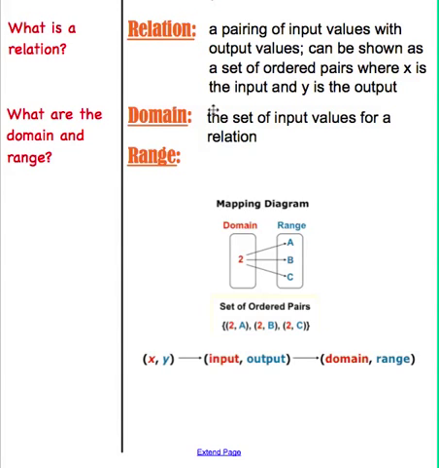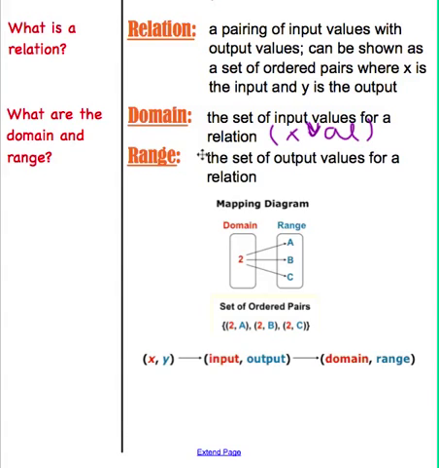In other words, these are going to be your x values. Now, range, on the other hand, is our set of output values for a relationship. These are going to be our y values.